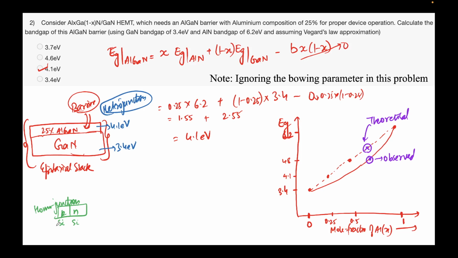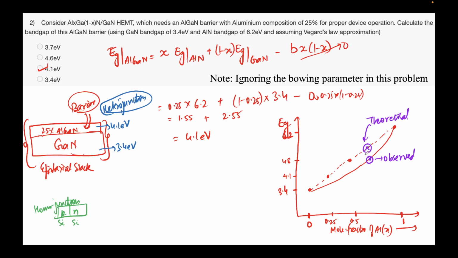Option 1, let's say it depicts the departure from the linear behavior, which is true. It depicts a departure. The second can be, let's say, the bowing parameter exaggerates the band gap for the compound semiconductor. Option 3, the bowing parameter decreases the estimate of the band gap from the straight line. So you can see it decreases that.